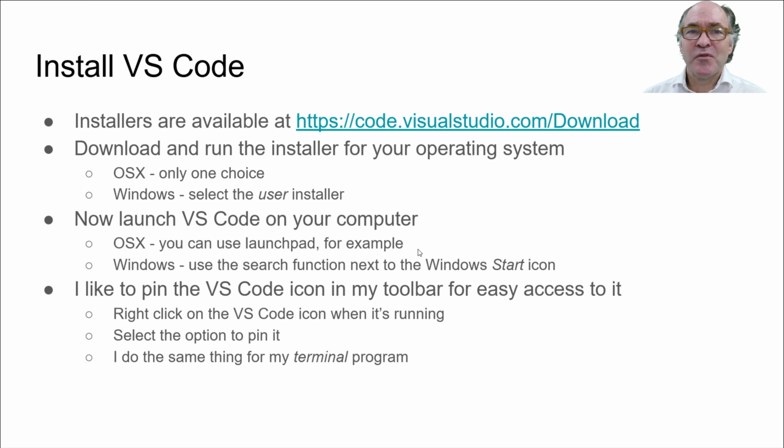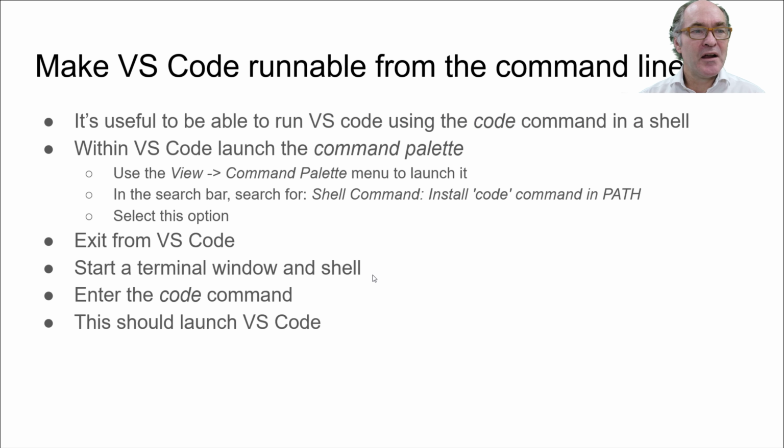And by the way, I do the same thing with the terminal program, whether it's terminal on OS X or the bash git bash shell on a Windows machine. Once it's running, you'll have an icon down on your toolbar at the bottom, typically at the bottom of your screen. You can right-click and pin that icon in place so that even after the terminal program has exited, you can start it up again very quickly just by clicking on that icon.